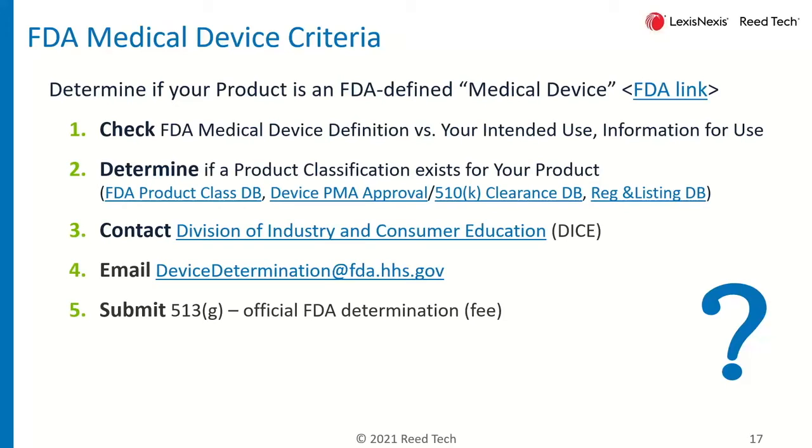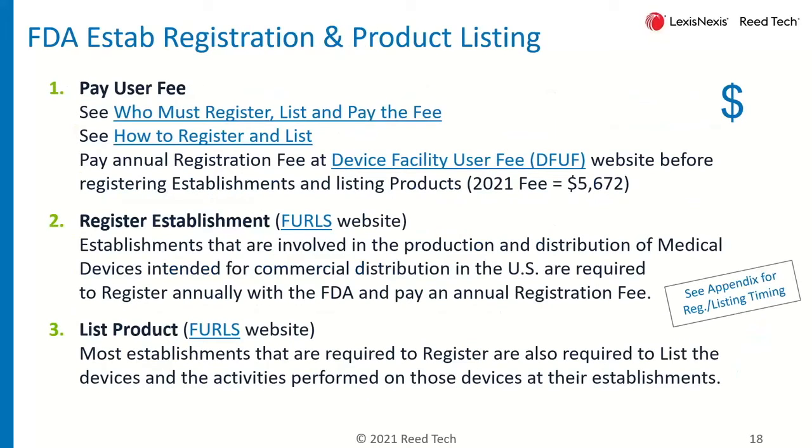So you can actually submit a 513G. There's some cost there. I think it's about $5,000 or so. But you'll need to define your product. But the result of that is you will get an official FDA determination whether or not you have a medical device, and then need to comply with a number of regulations.